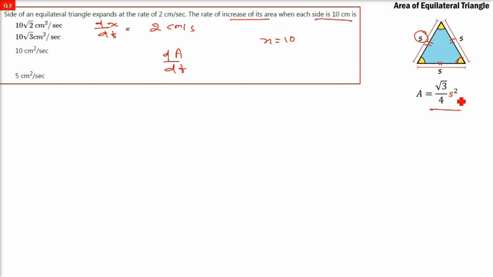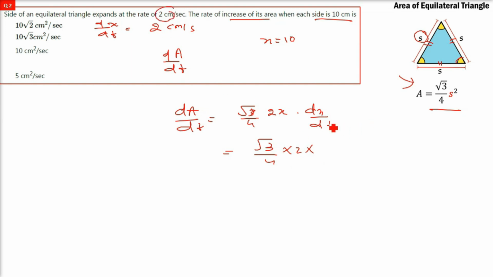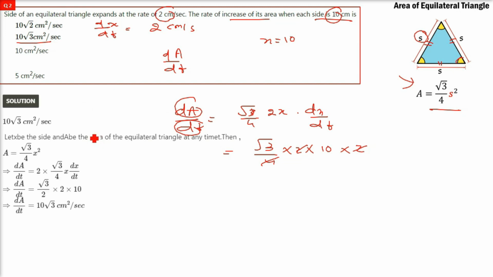So we have the area formula like this. I'm just differentiating it. dA by dt is going to be equal to root 3 by 4 x square. Differentiation of x square will be 2x. Then we have dx by dt. So we have root 3 by 4 into 2x, and x is 10 and dx by dt is also given, which is 2. So you can just cancel it out. It is 10 root 3 centimeters square per second, because area by time is centimeters square per second. So this is your answer. This is the way you are going to write it.